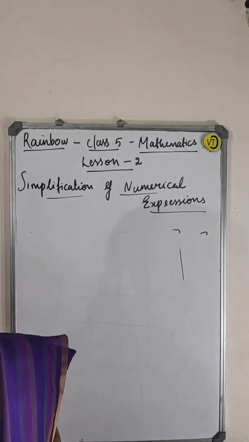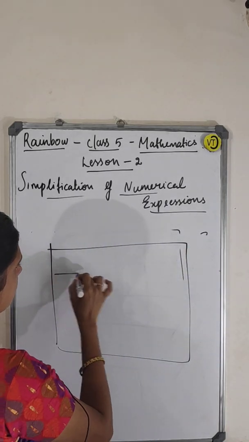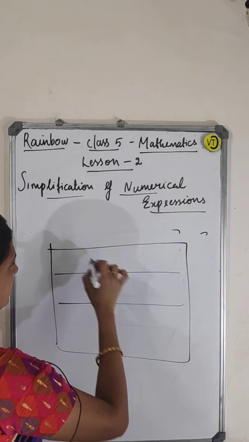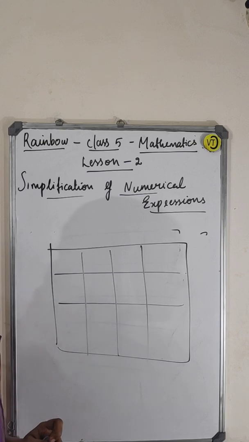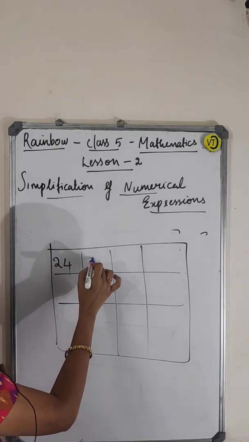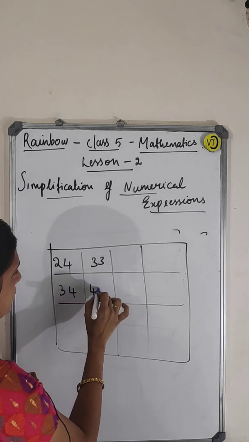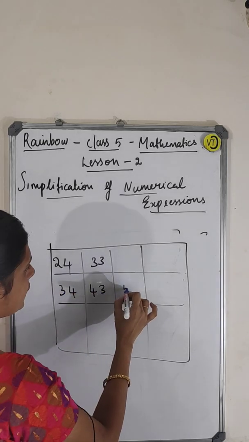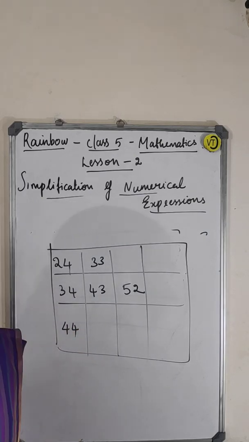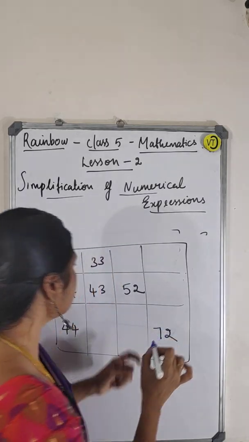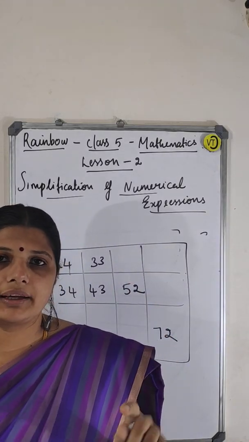One more that I will give you. Here this way it is. Now listen here. 24, 33. Okay. 34, 43, 52, 44 it is there. And 72. Here you are going to place the numbers by getting the rule here.